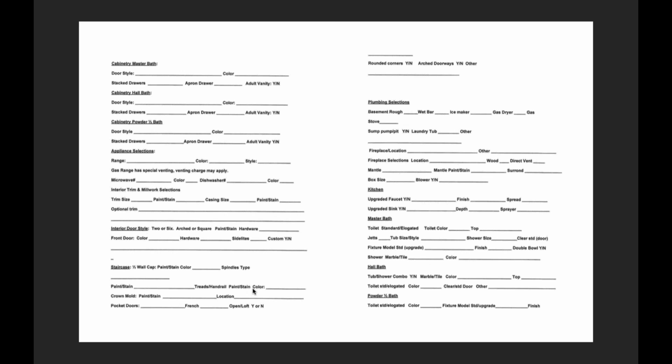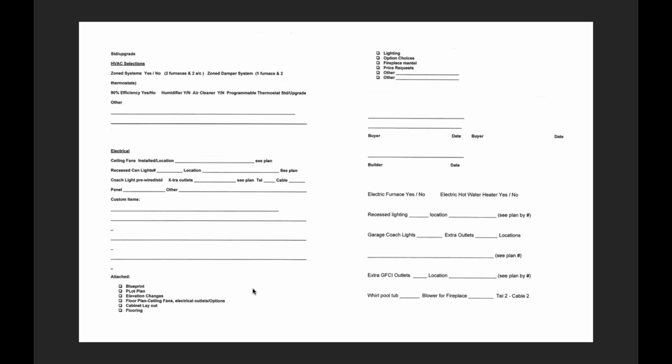Stain spindles, painted spindles, pocket doors, HVAC selections. It's really recommended in a 2-story, once you get to about 2,500 square foot, that you start looking into your dual systems or at least your higher efficiency furnaces. Let me see what else. Ceiling fans, electrical panels. Do you need an extra electrical panel?